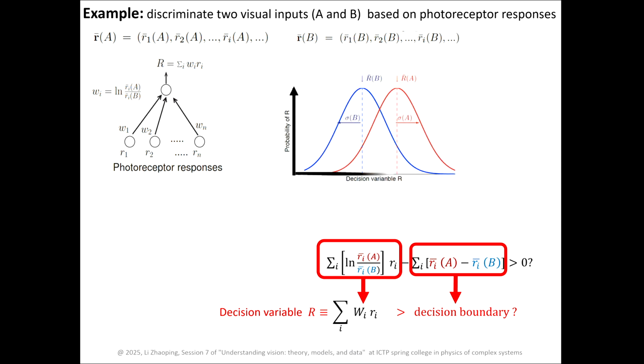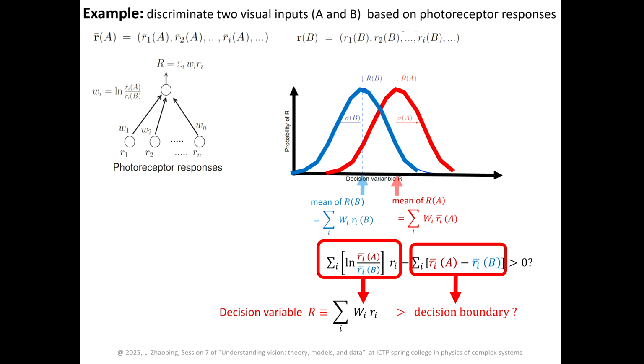The probability distribution of this decision variable R is like this when the input is A and like this when the input is B. Its mean value is here when the input is A, and the mean value is here when the input is B. And the decision boundary is here, so that when we have a photoreceptor population response pattern, when this decision variable, capital R, is to the right or to the left of this decision boundary, the best guess for the retinal input is A or B respectively, according to the maximum likelihood decoding method.